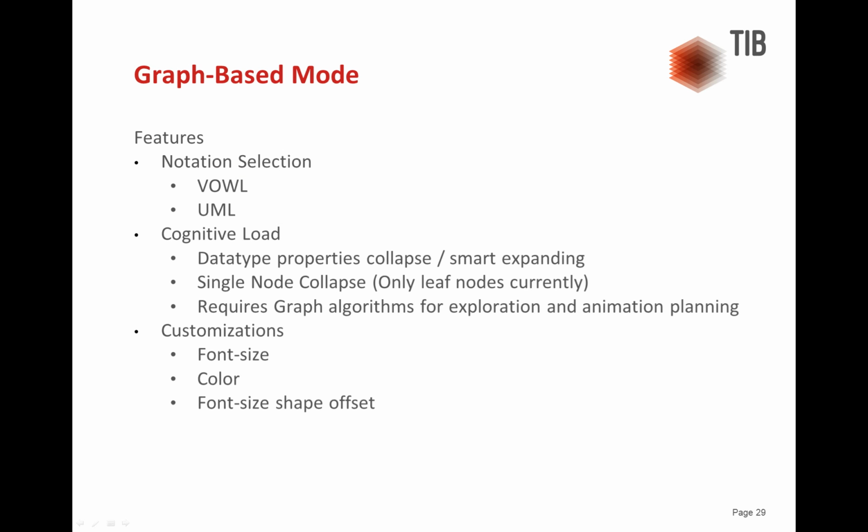In summary, we already provide a prototype implementation for different features for the ontology graph visualization. We provide two different visual notations, VOWL and UML notation. We provide interaction with the ontology graph via a collapse and expand mechanism to control the amount of information and thus reduce the cognitive load of the individual task. And we also provide customization for the individual nodes to highlight specific information.